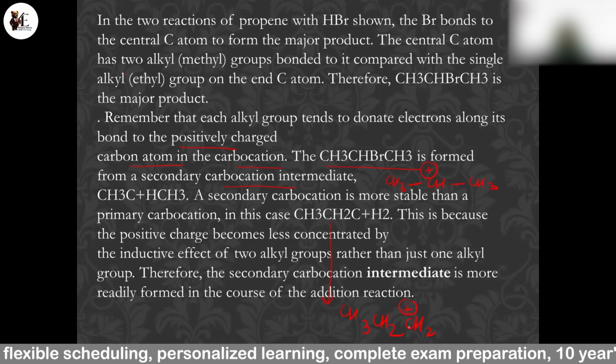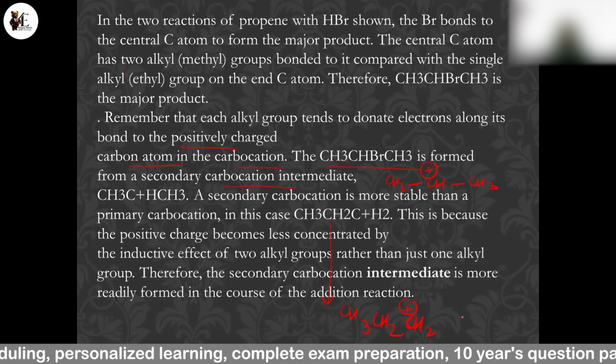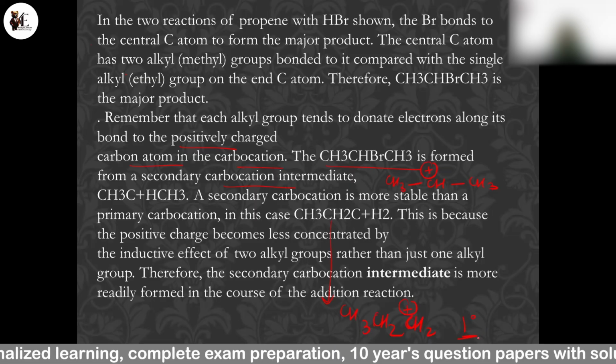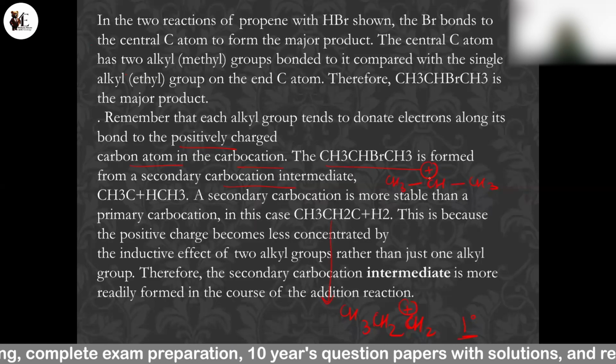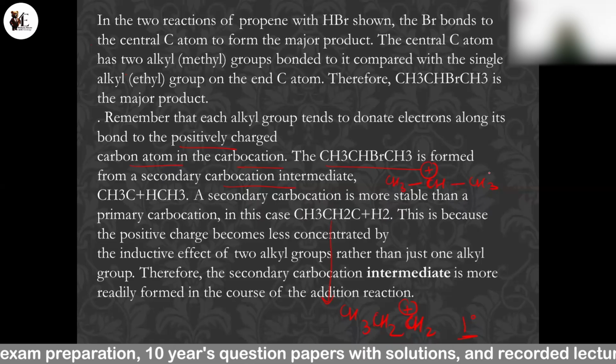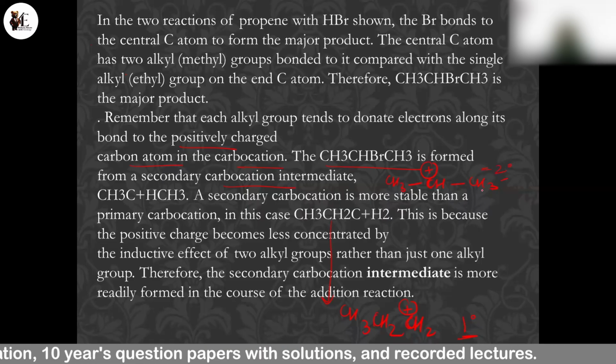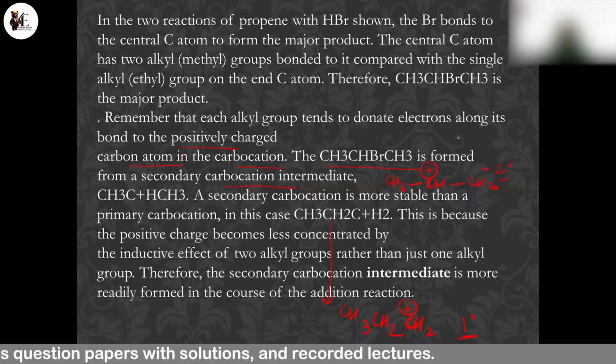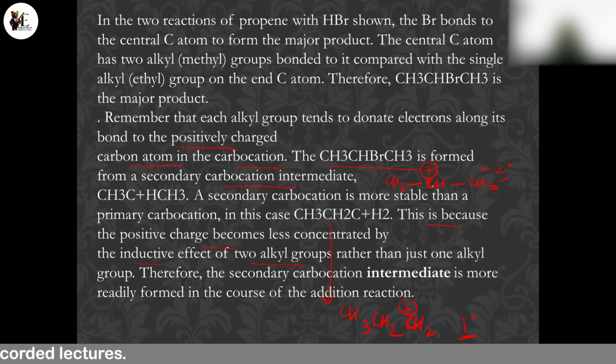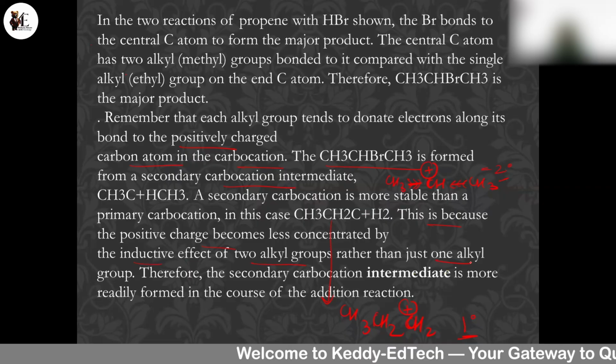A primary carbocation means the carbocation which is attached to one carbon, it is called 1-degree carbocation, which is less stable. The carbon which is attached to 2 carbons is called the 2-degree carbocation. This is more stable, so if this is more stable, that's why bromine has reacted here. The positive charge becomes less concentrated by the inductive effects of 2 alkyl groups, because the CH3 group shows inductive effect. That means electrons are donated to this electron deficient molecule from 2 sides. That's why it is more stable as compared to only one alkyl group.